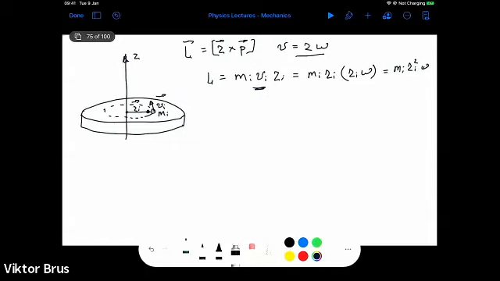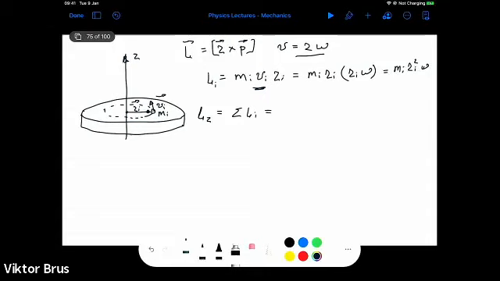And the total angular momentum of this rotating disk about axis z will be equal to the sum of these angular momentums of small volumes of this disk with mass mi rotating about the same axis of z.